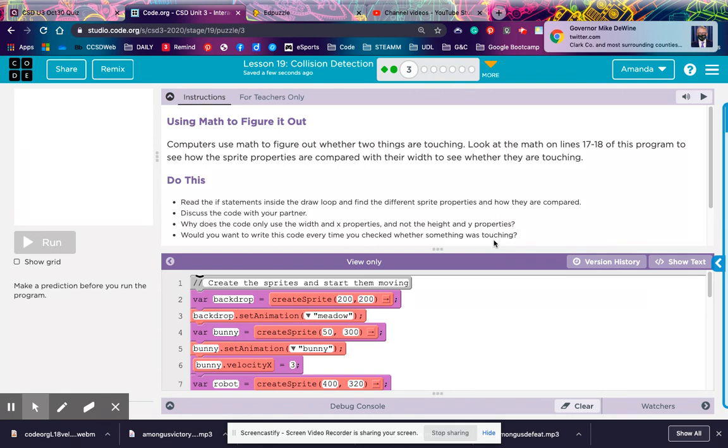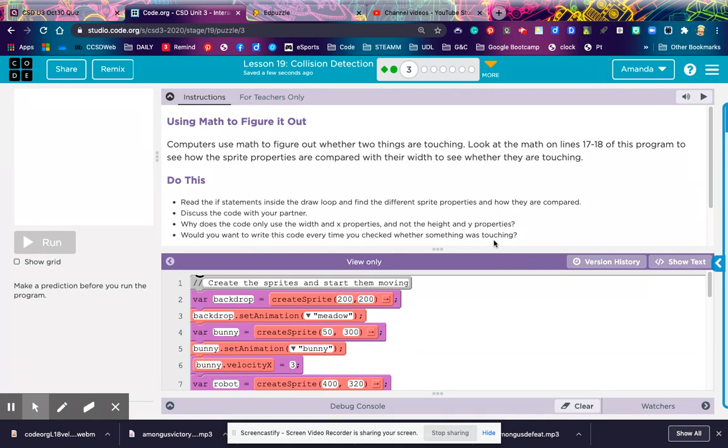Level 3, using math to figure it out. Computers use math to figure out whether two things are touching. Look at the math on lines 17 and 18 of this program to see how the sprite properties are compared with their width to see whether they are touching. Do this. Read the if statements inside the draw loop and find the different sprite properties and how they are compared. Discuss with your partner, if possible.